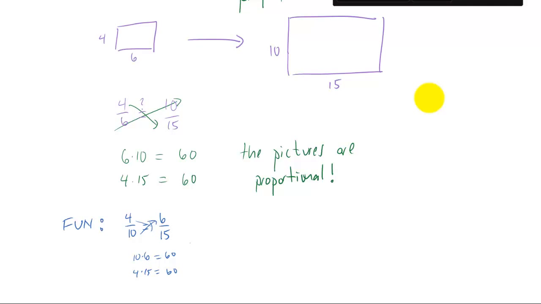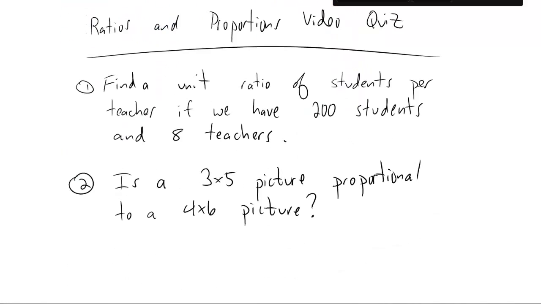For now, I want to give you a video quiz. Okay, so here it is. Find a unit ratio of students per teacher if we have 200 students and 8 teachers. And also as the second problem about proportions, is a 3 by 5 picture proportional to a 4 by 6 picture? Okay, good luck. I'll see you in the next video.